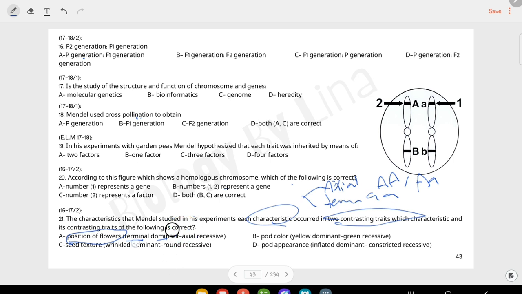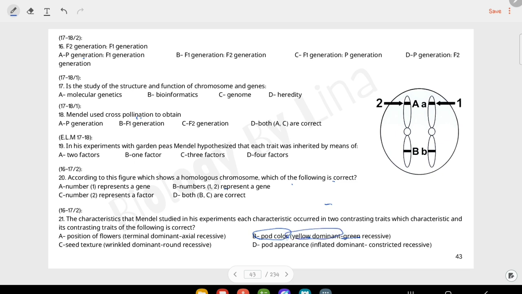Okay. What about B? Pod color, we have yellow and green. This is correct. But is the yellow dominant? No. For the pod color, the color of the cover that's around the seed, the green is dominant, not the yellow. So this is also incorrect. Seed texture, we have wrinkled and round. This is correct. But the wrinkled is recessive and the round is dominant. So this is also incorrect. For the pod appearance, we have inflated and constricted. This is correct. And the inflated is dominant and constricted is recessive. So this is the correct answer.